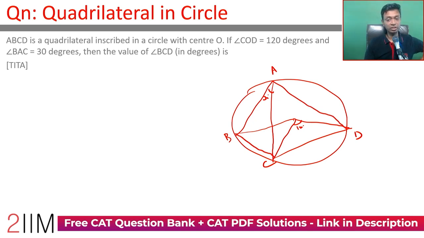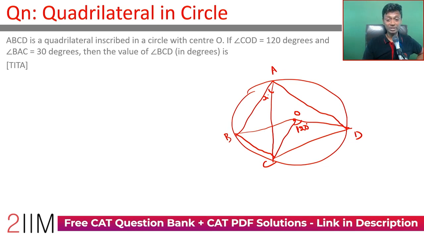BAC is 30 degrees. This is the center O. Then the value of angle BCD. Right, so this is 120. Now this diagram looks a little weird, but it's a wonderful diagram.